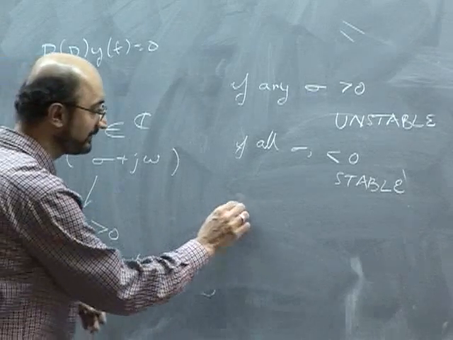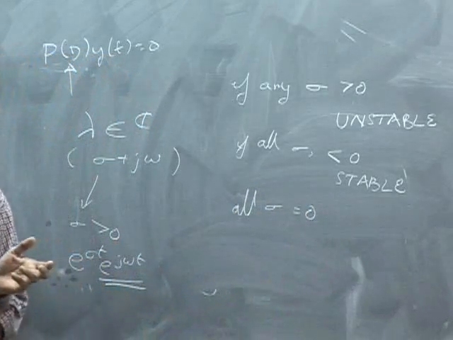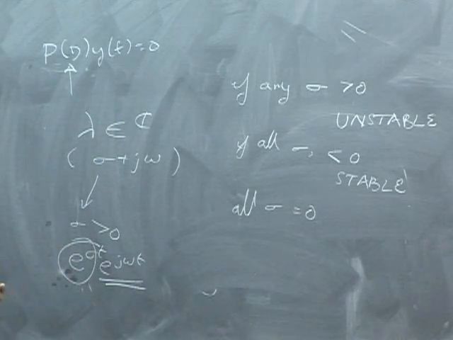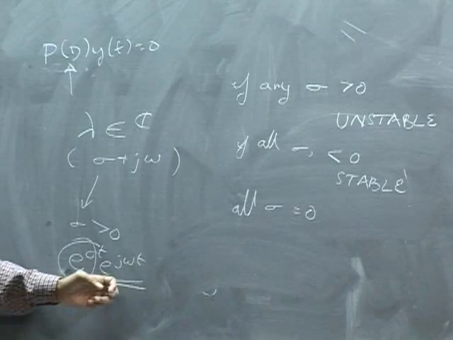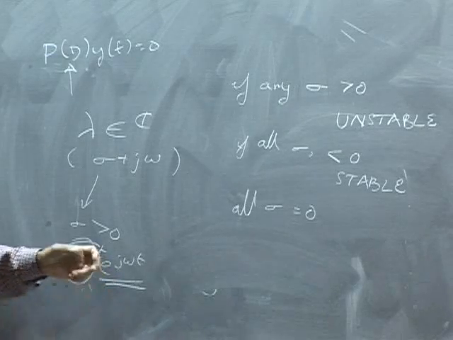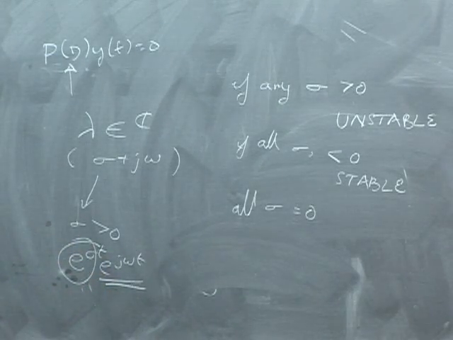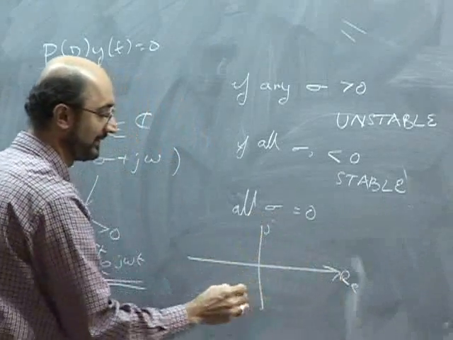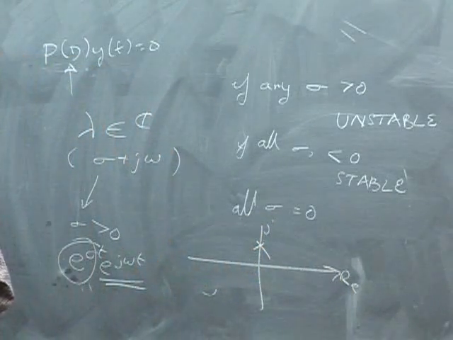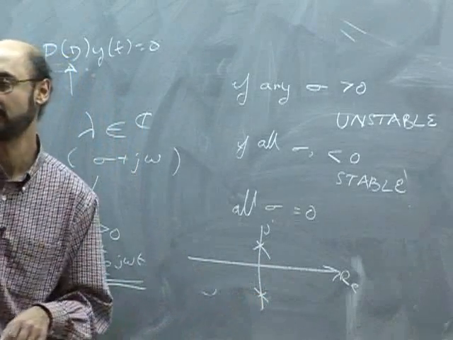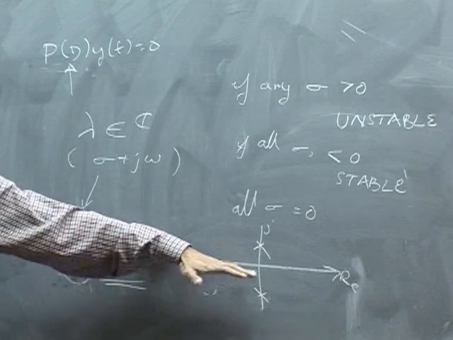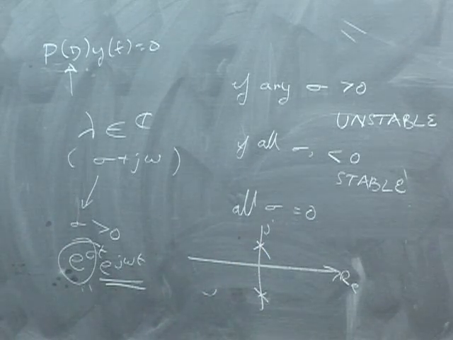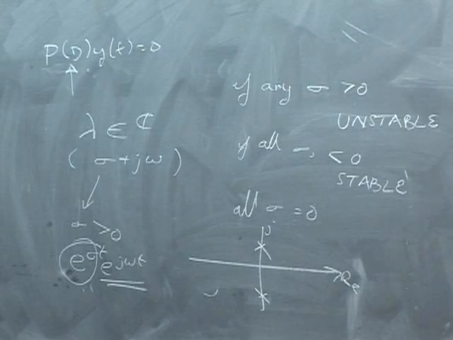Now, if all the sigmas are 0, then we have everything neither positive nor negative. So this term is essentially 1, and everything depends on this e to the j omega t. To be more precise, if you have one root on the j-axis, this is the real axis, this is the imaginary j-axis, we know it's going to be complex conjugate. So you're going to have two roots on the j-axis, complex conjugates reflected about the real axis. If you have a root like this, it's going to look like c1 plus c2 cos t plus sin t. It's going to be oscillatory and never die down.